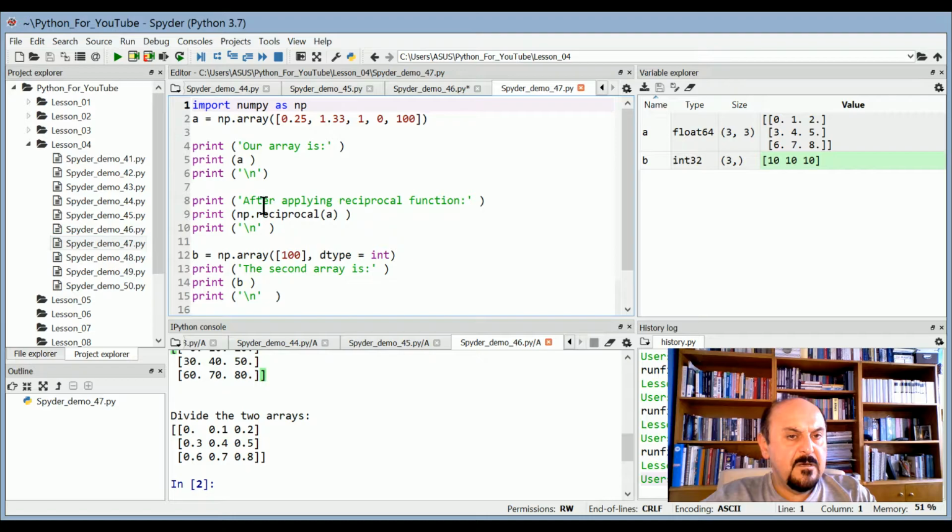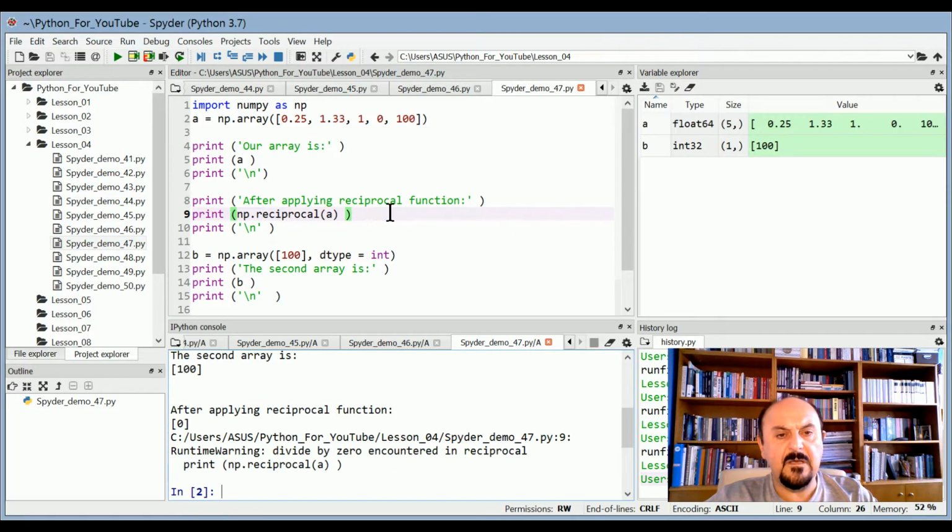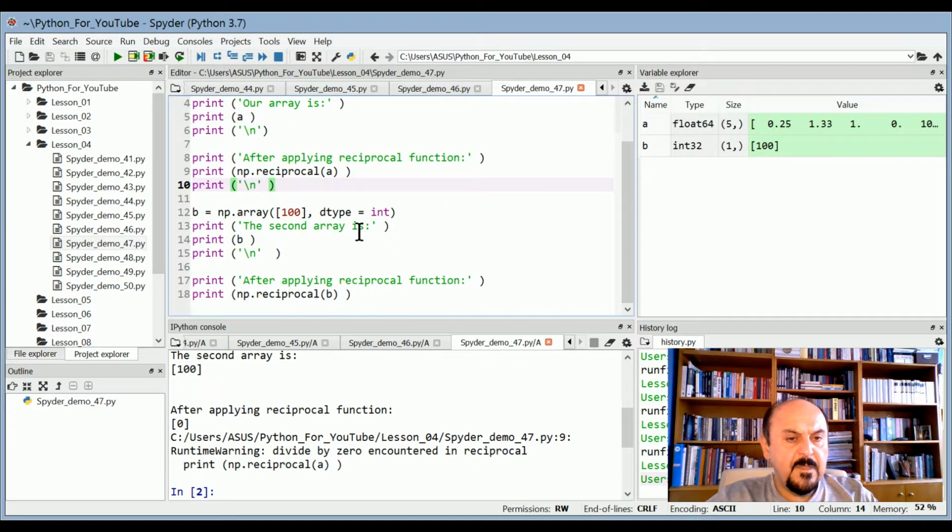Let me show you the next example. Here I define an array, np.array, such as A, and after printing our original array, I apply the reciprocal function here. The reciprocal function means 1 divided by the number itself. The result will be 1 divided by the original number, and I'd like to print out the reciprocal. I'd like to print out this second array, the reciprocal of the second array, and this is the title for that.